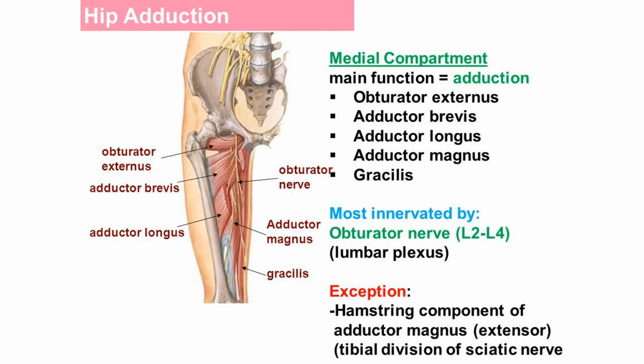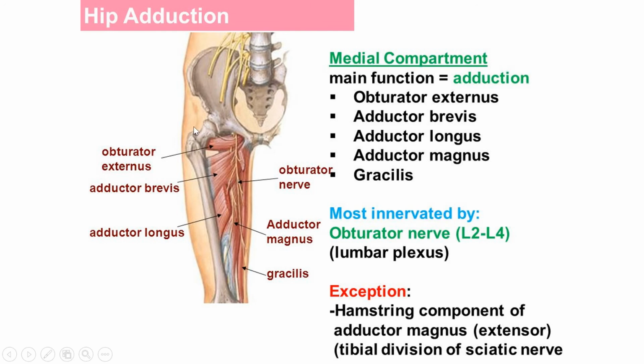There are certain movements which take place at this hip joint, and these are flexion, extension, adduction, abduction, medial rotation, lateral rotation, circumduction.